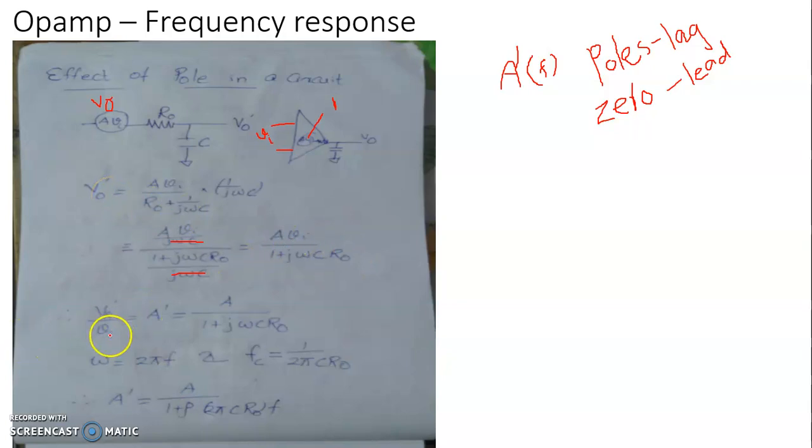Or VO prime by VI, then that is the modified gain. A prime is equal to, A is already there in the numerator, divided by 1 plus j omega c R0. Now omega is 2 pi f, where f is the frequency of this differential input signal. And once you look into the dimension of 1 by 2 pi RC, it will have the dimensions of frequency. And you already have here R0, the output impedance, and C, the internodal capacitor, which also will be a constant. Then 1 by 2 pi R0C will be a definite constant characteristic frequency.